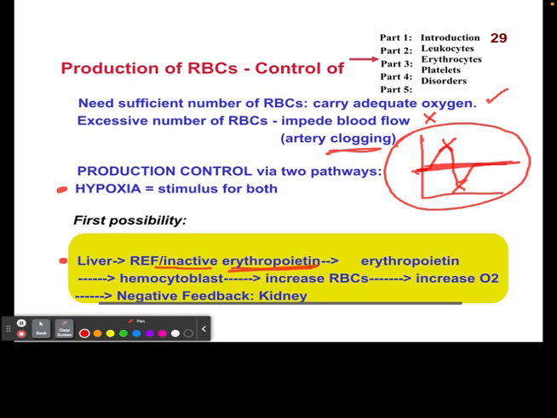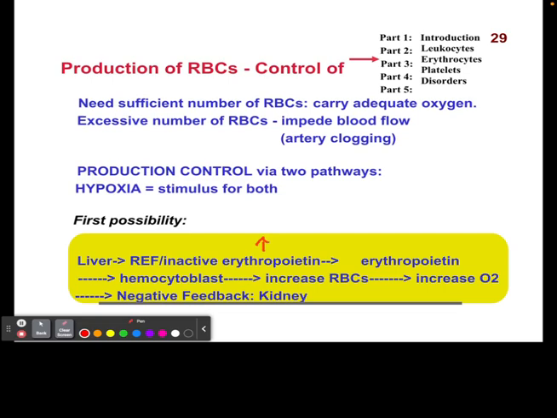All right, what the heck is erythropoietin? This is the major hormone responsible for telling your bones to create more red blood cells. So if you have more erythropoietin, that means we are going to create more hemocytoblasts. And if we have more hemocytoblasts, we are going to be able to create more red blood cells.